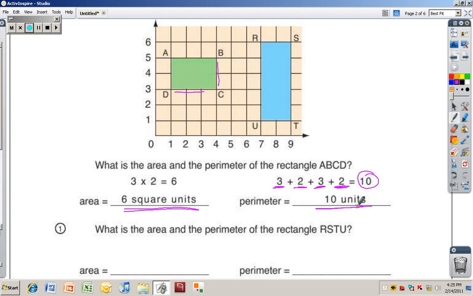You're going to do the same thing for rectangle RSTU. Pause the video, turn it back on when you're ready to see the solution.